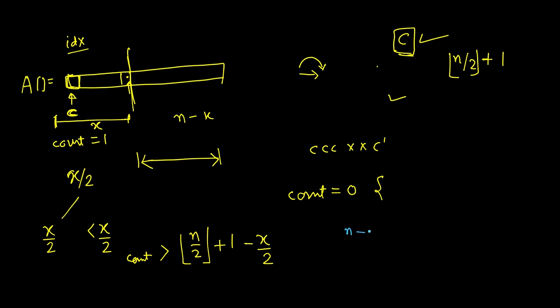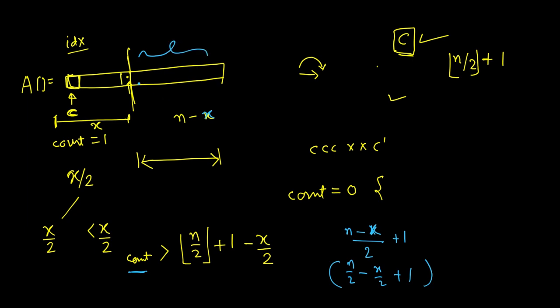If any element has a count of more than (n minus x) by 2 plus 1, then that will be a majority element. It's x rather, not k. So it can be written as n by 2 minus x by 2 plus 1. And you see that the count of the majority element is more than n by 2 plus 1 minus x by 2, so it satisfies the condition. So whatever was the original majority element, that will still be a majority element in this part of the array.